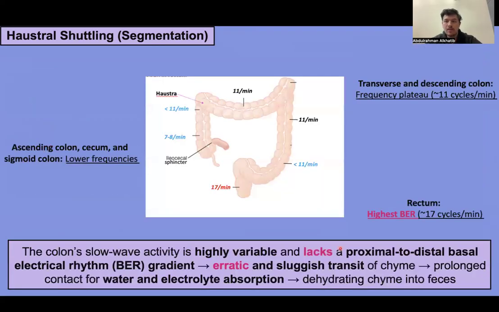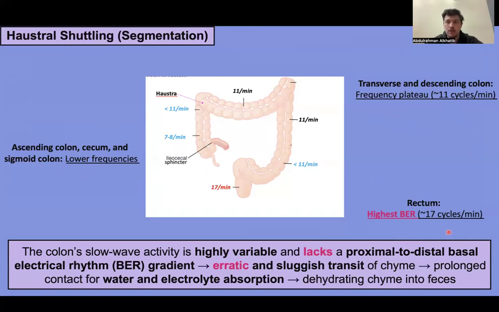Now, one key feature that differentiates the small intestine from the large intestine is that the large intestine lacks a proximal to distal basal electrical gradient. And this explains why the frequencies or the slow waves are highly variable depending on the region of the colon. As you can see here on the slide, in the ascending colon, the cecum, and the sigmoid colon, the lower frequencies dominate. In the transverse and the descending colon, we have a bit higher slow wave frequencies, around 11 cycles per minute. In the rectum, we have the highest slow wave frequency, around 17 cycles per minute.